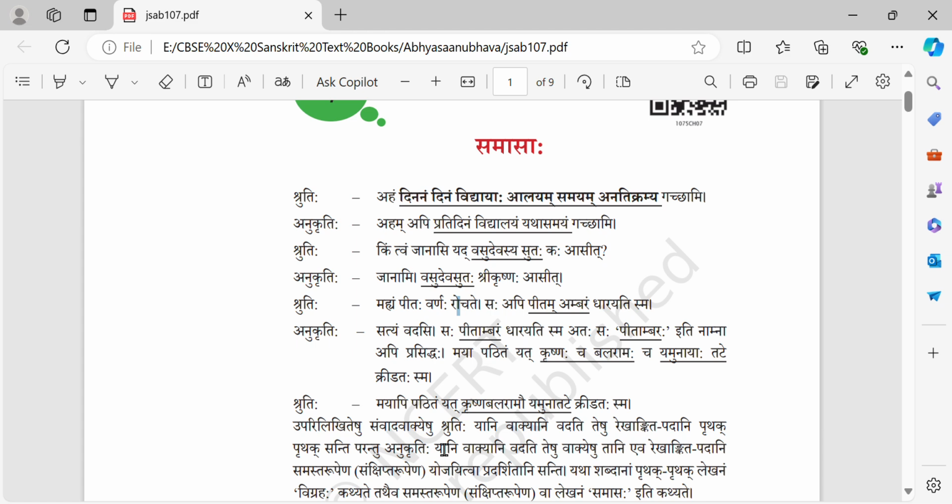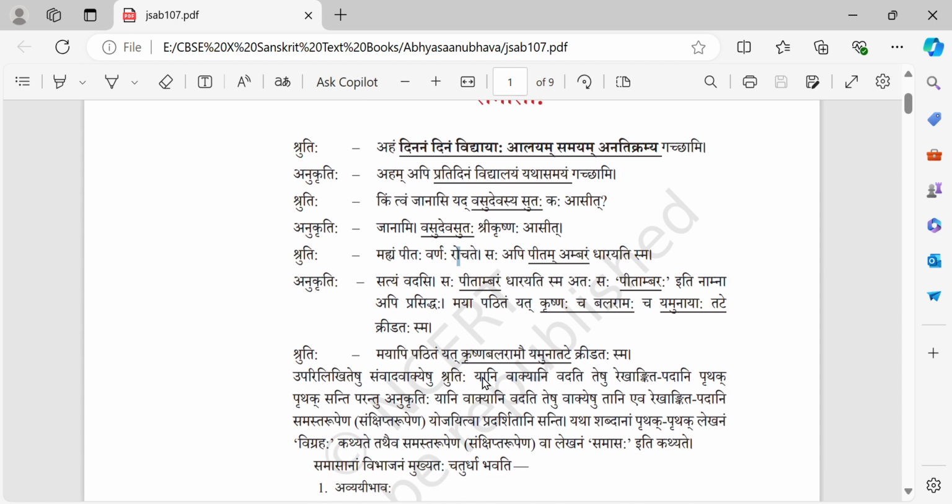Now, Shrutihi: Maya api patitam yat Krishna Balaramau Yamunatate kridatah sma. Now, since Krishna Balaramau are given, here Sma Prayoga is made.